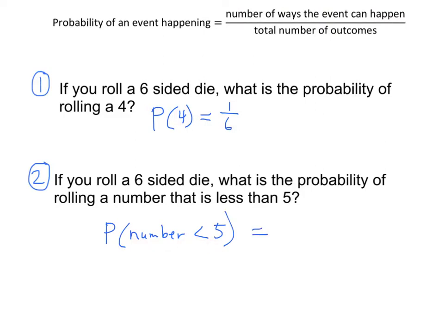Even though this is easy, I want us to think about this formula. The top number is the number of ways that event can happen. If we have a six-sided die, how many ways are there to get a number that's less than 5? Well, that would be getting a 1, 2, 3, or 4. So that would be 4 on the top. 4 is the number of ways to get a number less than 5, over the total number of outcomes, which is 6. So this would be 4/6, or we could reduce that to 2/3.